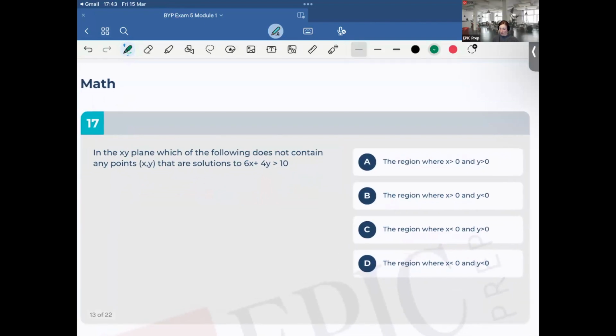Okay, amazing. So 17. In the xy plane, which of the following does not contain any points that are solutions to 6x plus 4y is greater than 10? Okay, well, first let's put everything in terms of y. So this would be 4y is greater than negative 6x plus 10. So simplified, I know that the slope, it's negative 6/4 x plus 10/4.